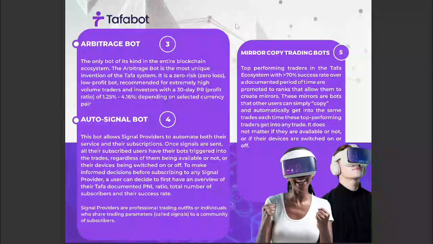So if you are a newbie to crypto, you've not traded crypto before, you love to trade crypto and make money, all you simply need to do is sign up and copy this mirror copy trading bot. With that, you can go to sleep and you can keep making money with Tafabot.